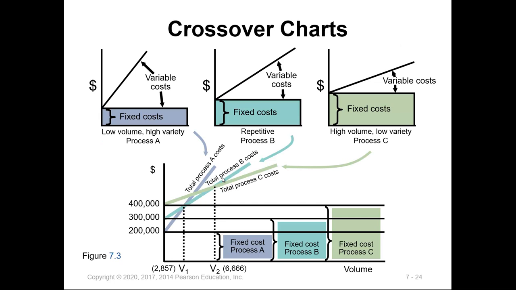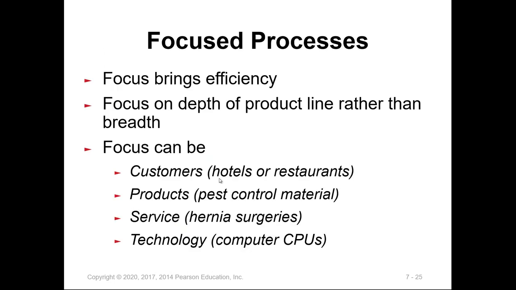This figure shows the three alternative processes compared on a single chart that is called a crossover chart, and just from the chart you can see that process A has the lowest cost under V1, process B has the lowest cost between V1 and V2, and process C has the lowest cost above V2. So depending on the volume of the number of reports produced, we can choose the suitable process or the suitable software package with the lowest cost.